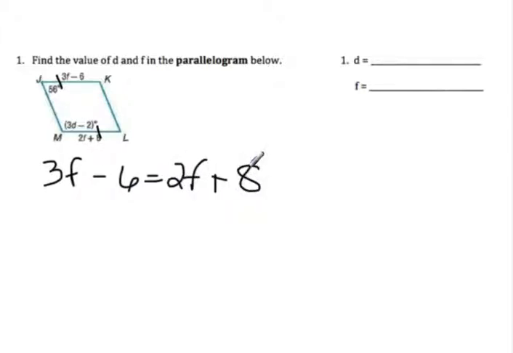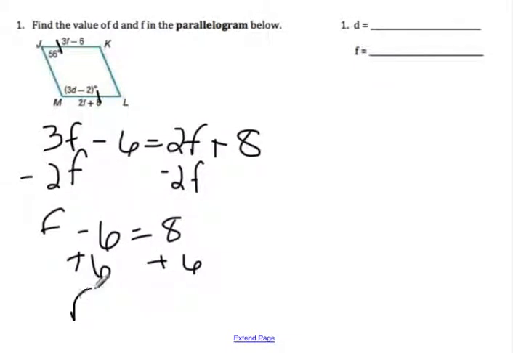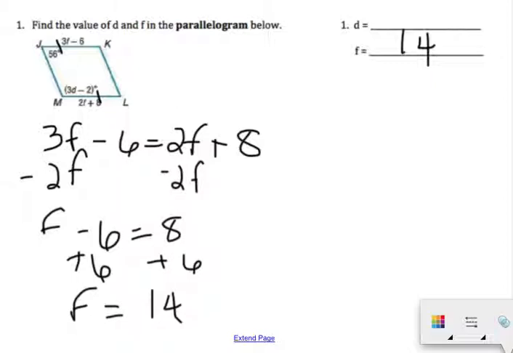So the first thing I want to do is get my f's on the same side. So I'm going to subtract 2f from both sides. So 3f minus 2f is just f. Then minus 6 is going to equal 8. Now, in order for us to get f, we need to add 6 to both sides, and then 8 plus 6 is going to be 14. So then I get that f is equal to 14.